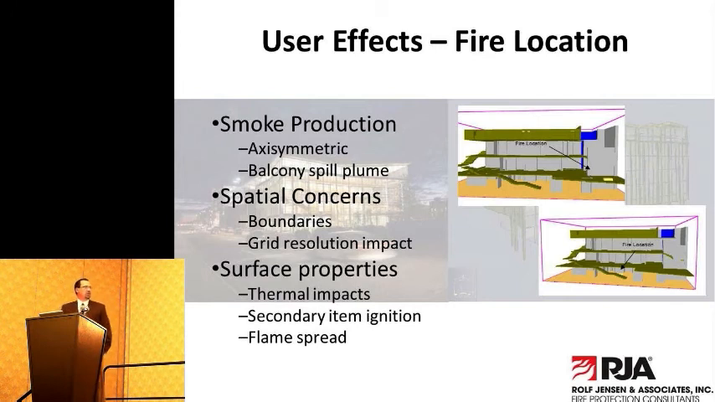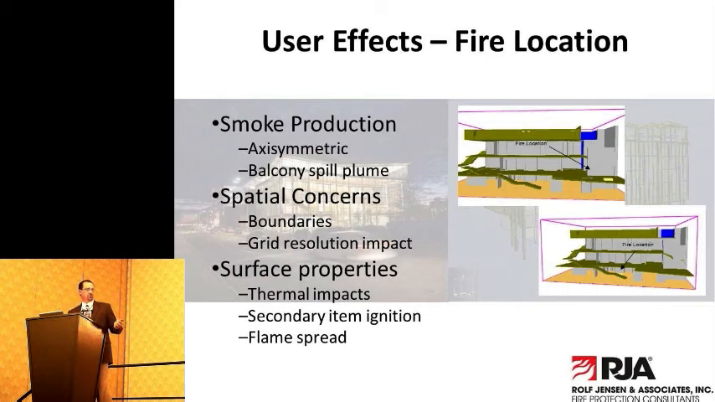For spatial concerns with the fire location, if you place the fire on a boundary, you might get some ill effects that you weren't considering, and also if you define your grid in the area where your fire is located differently than other spaces, you may have good reason to, or you may have unintentionally done that, but the idea is that you need to make sure you have a good understanding of where your fire is actually located, and the grid cells associated with that are not going to provide negative effects on the smoke production.